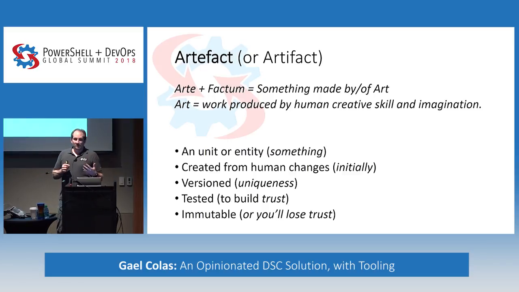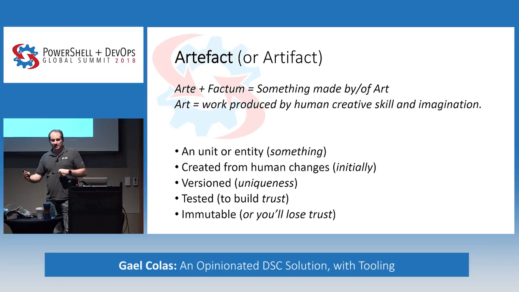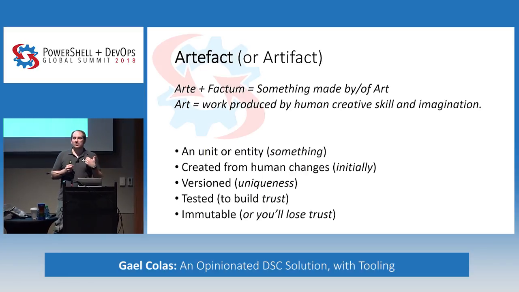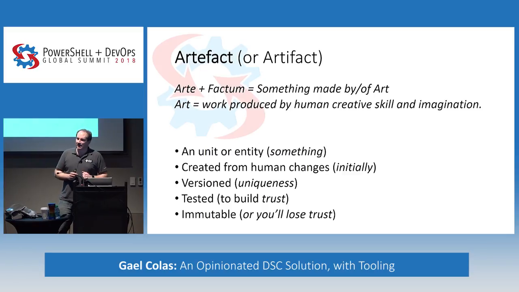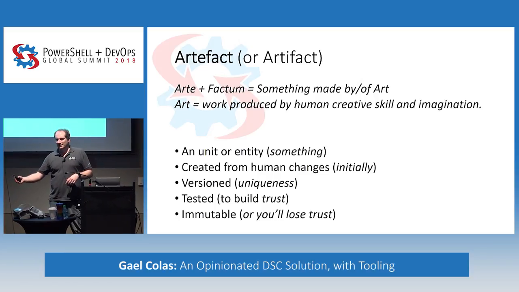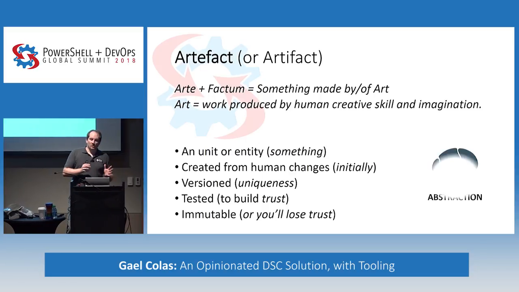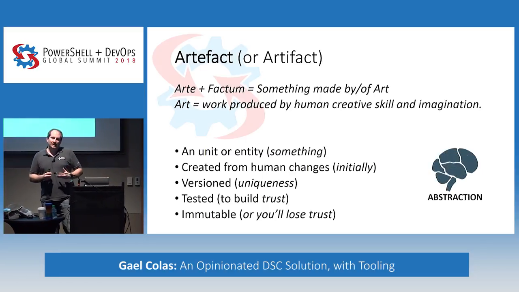It needs to be tested because you want to build trust into those artifacts. And it's immutable because otherwise you're going to lose trust in artifacts. If someone changes it on the fly, well, do you trust it as much? You run the test, but someone changed it after the test. Do you still believe it's the same thing? Oh, but I know about it. No, the problem is you will lose trust. Someone changed it over time.